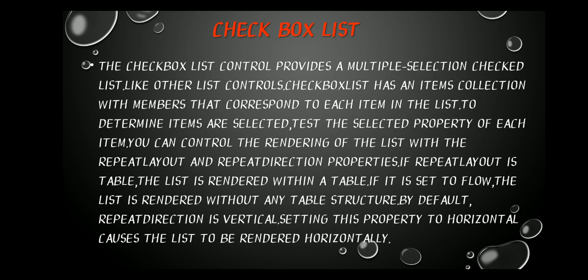You can control the rendering of the list with the repeat layout and repeat direction properties. If repeat layout is table, the list is rendered with a table. If it is set to flow, the list is rendered without any table structure. By default, repeat direction is vertical. Setting this property to horizontal causes the list to be rendered horizontally.